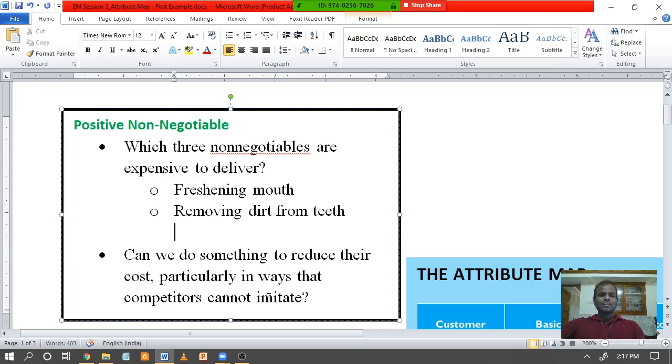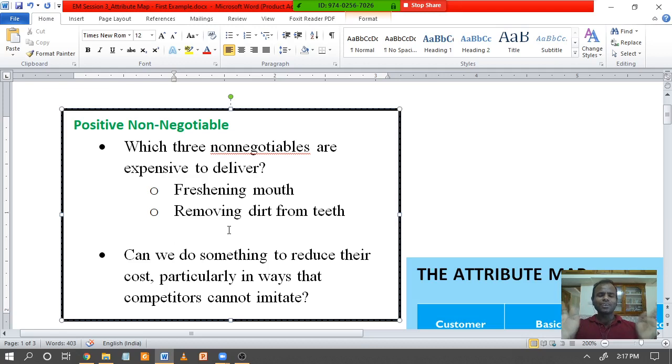Now, do you actually know that there's hardly any difference between whatever type of toothpaste you use? Whichever brand you use, there are very small ingredient differences. Otherwise, it's mostly the same. So you expect your toothpaste to freshen your mouth and remove dirt from your teeth. These are kind of non-negotiable.